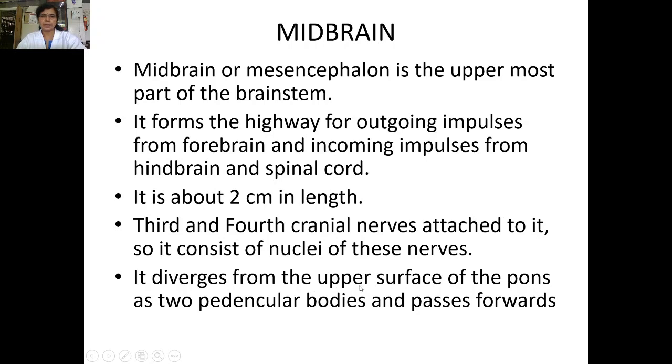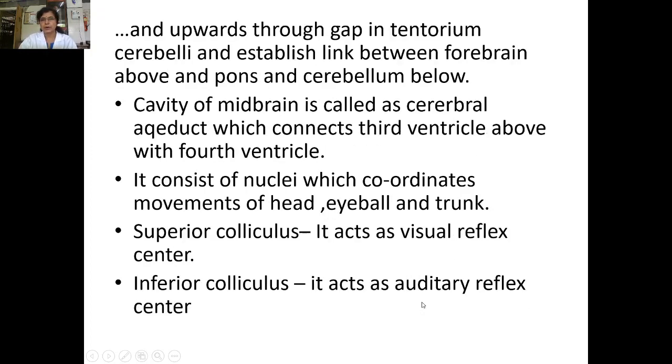It diverges from the upper surface of the pons as two peduncular bodies. So the midbrain is present in the form of two peduncular bodies. They are also called cerebral peduncles, and these peduncular bodies pass forwards and upwards through the gap in the tentorium cerebelli, that is the tentorial notch, and then establish a link between the forebrain, that is the structures derived from the forebrain, that is thalamus, subthalamus and the cerebral cortex above, and the pons and cerebellum below.